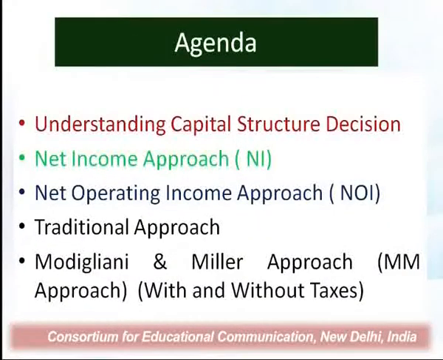In part 1 I told you about the basics of capital structure decision. Then we talked about the net income approach, and in that net income approach we tried to understand it numerically. After completing that, today we will be discussing the further 3 approaches, that is the net operating income approach, which is the NOI approach, the traditional approach, and the last one will be the Modigliani-Miller approach, that is the MM approach, with and without taxes. So today we will be discussing the remaining 3 approaches of capital structure decision, that is NOI, traditional, and Modigliani-Miller approach, right?